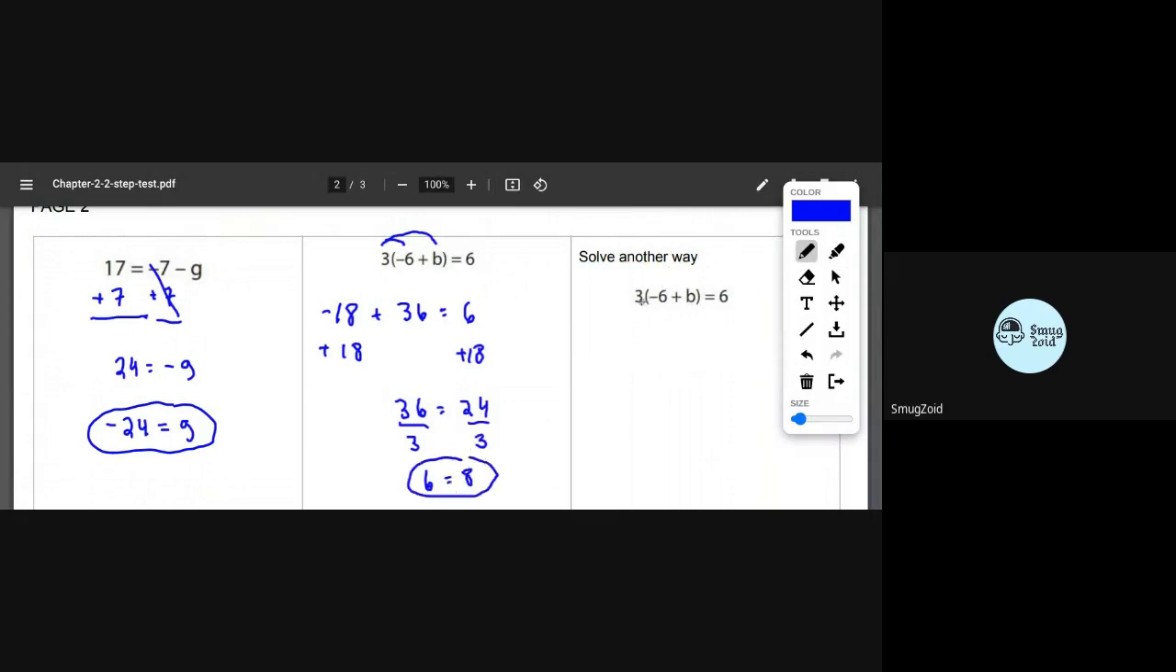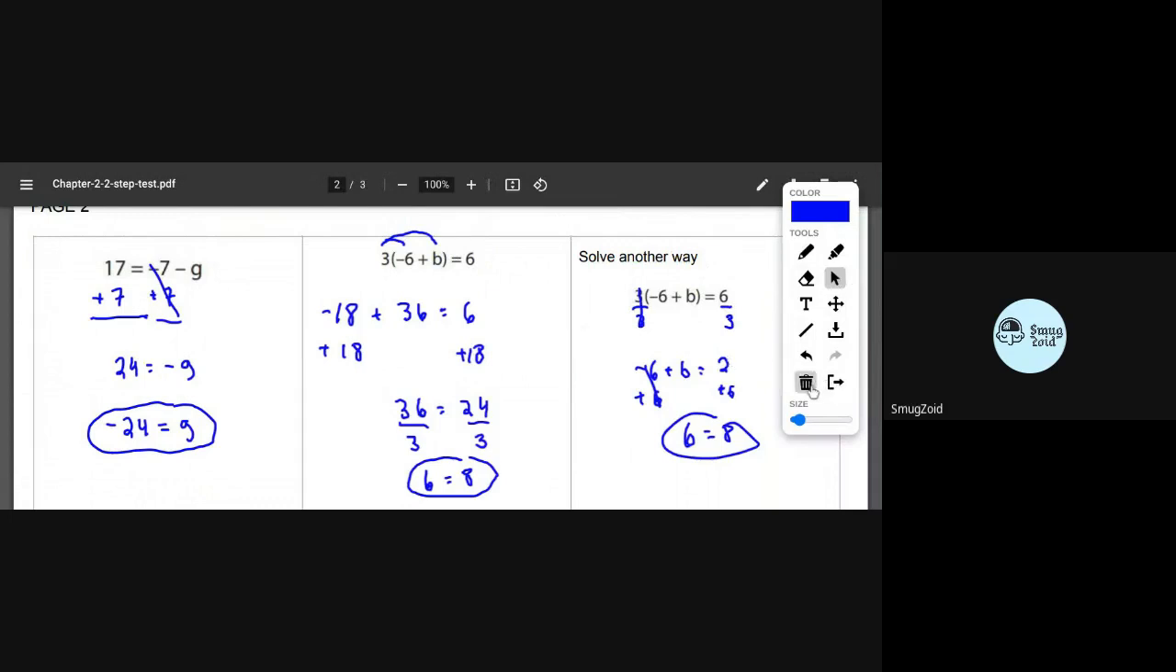Here's another way to solve this. You divide both sides by 3 ahead of time. This goes away. This becomes a 2. So it's minus 6 plus b equals 2. Then I add 6. Then I add 6. This goes away. B equals 8. This may be easier. It's nice to know two different ways to do something.